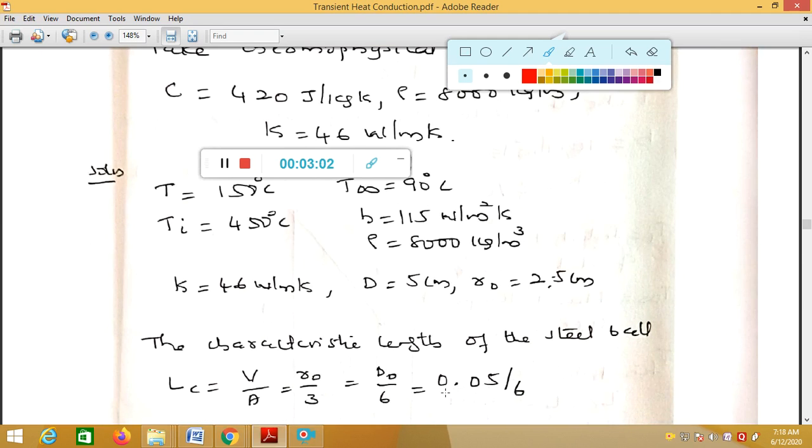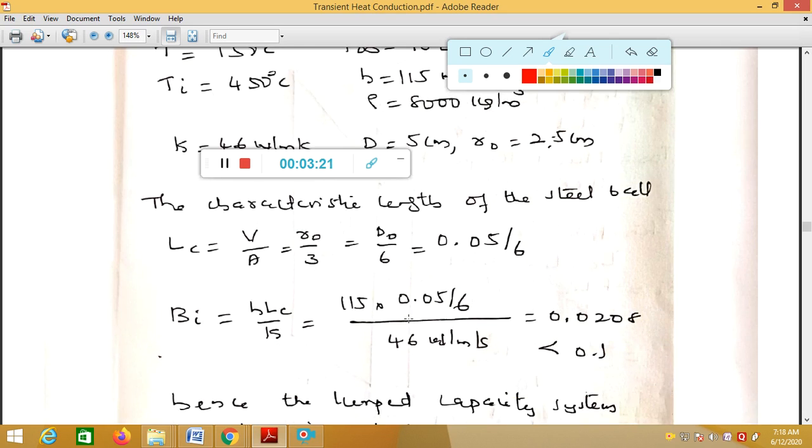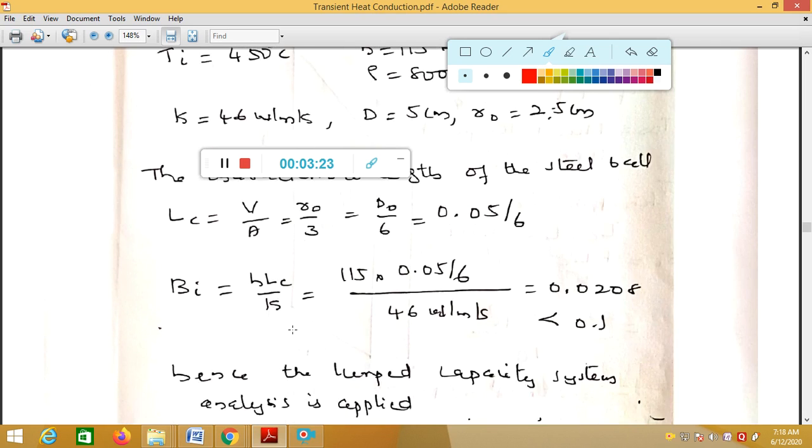The diameter of the ball is 5 centimeters, so the radius of the ball is equal to 2.5 centimeters. The characteristic length of a spherical ball is V by A equal to R0 by 3, which is equal to D0 by 6. You can find 0.05 by 6. So we will find the Biot number. Biot number is equal to h Lc by k. We get 0.0208. It is less than 0.1.